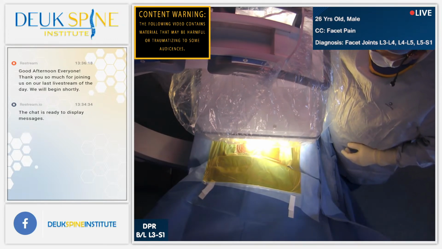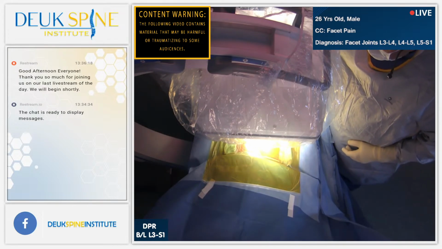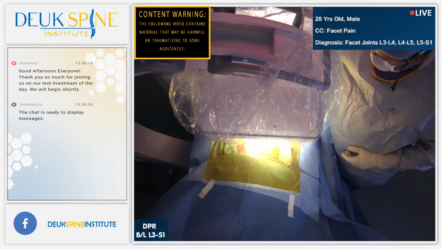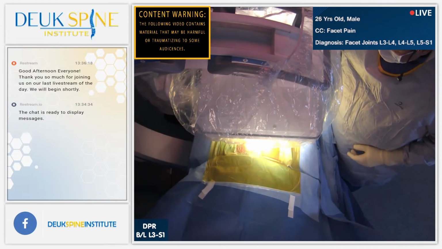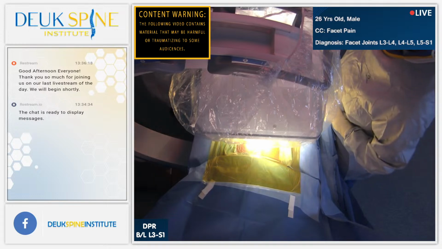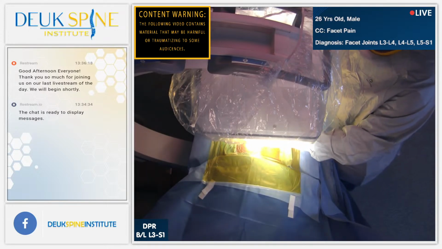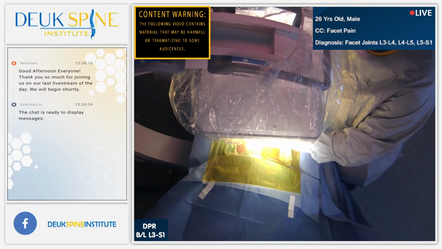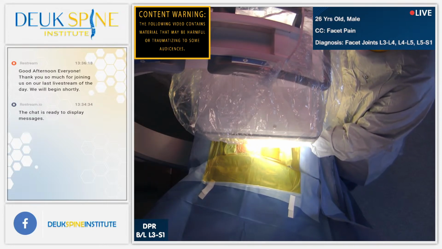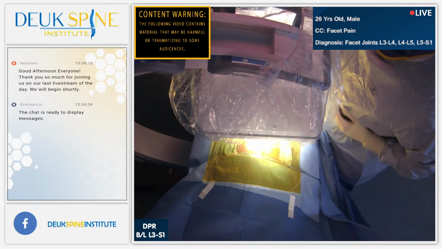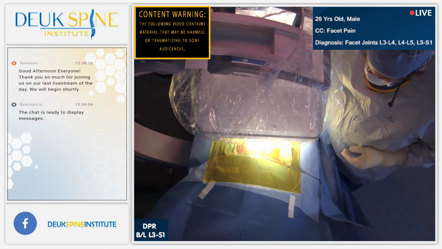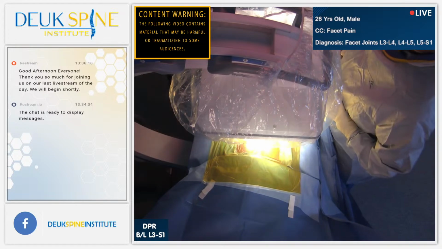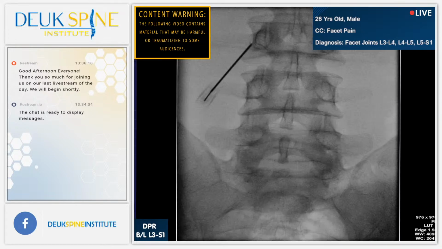He comes to us from Austin, Texas. He has pain in his back. We thought it was a herniated disc, but it turns out it's not. His pain's coming from his facet joints, and as such, we need to treat those facet joints rather than the disc. If you look at his MRI, he's got a bad disc herniation at L3-S1.